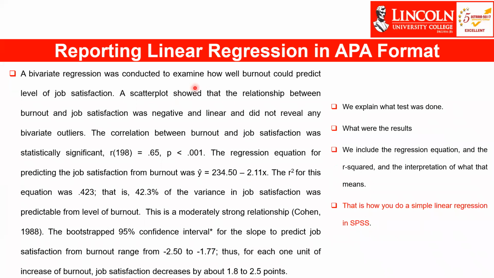So now, what is the component of this? What is the content of this report? The first thing we did was to explain what test was done. And that's why I said a bivariate regression was conducted to examine how well burnout could predict job satisfaction. Then what were the results? We report what are the results we got. Then we include the regression equation and the R square and the interpretation of what that means. Okay, that's exactly how to do simple linear regression.